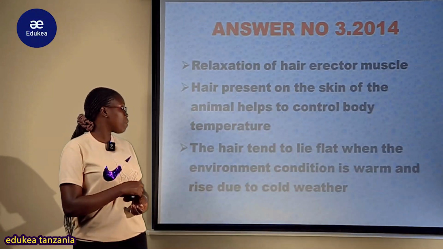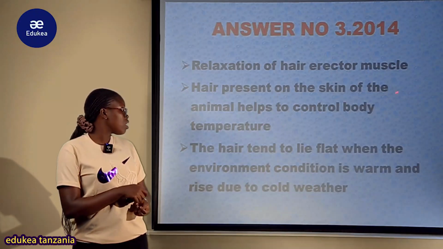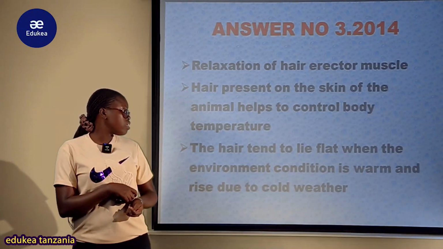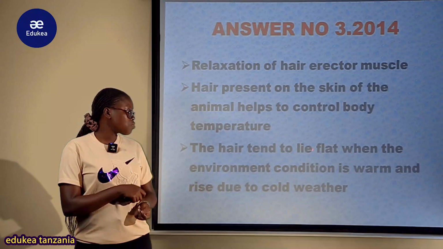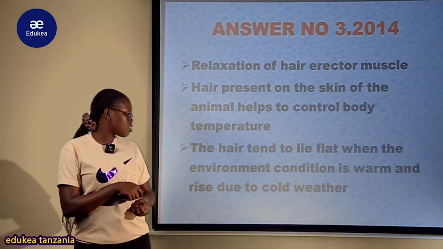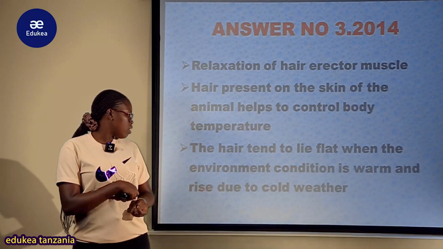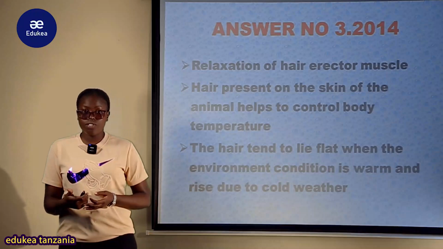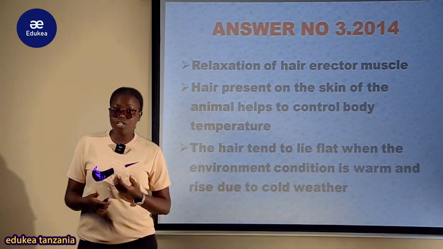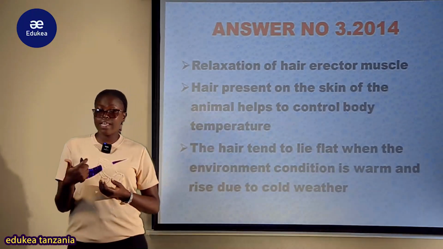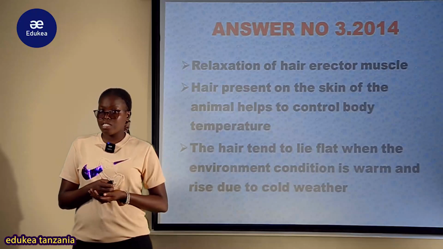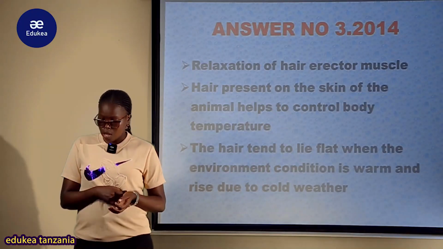And the hair present on the skin of the animal helps to control the body temperature. And the hair tends to lie flat when the environment condition is warm and rise due to the cold temperature. Kwa hiyo another action ambayo ni third one, relaxation of this hair erector muscles as one of the mechanisms of cooling the body from overheating.